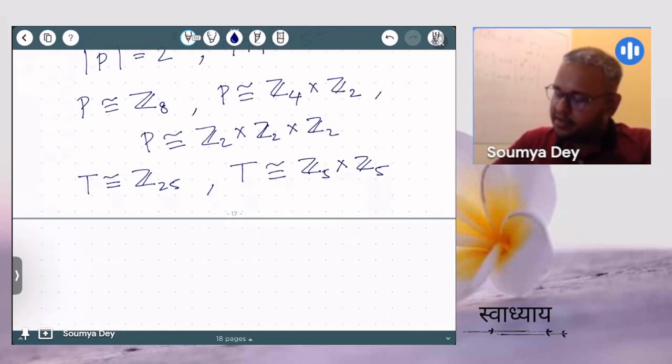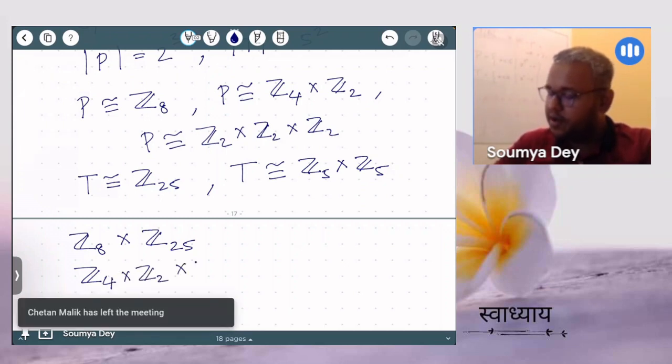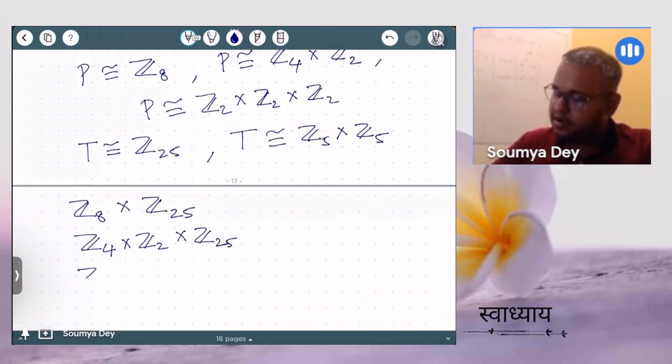The first possibility is you have P as Z8 and T as Z25. So this is one possibility for G. Or the first one could be Z4 cross Z2, and the second one Z25. Third one, Z2 cross Z2 cross Z2 cross Z25.